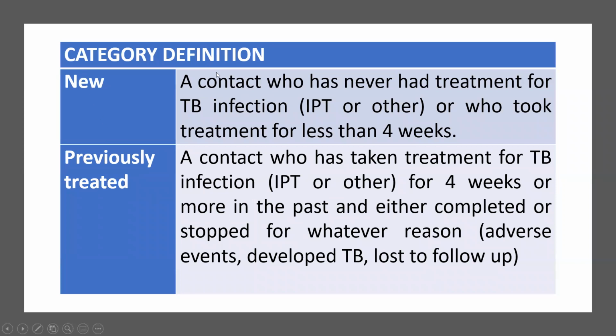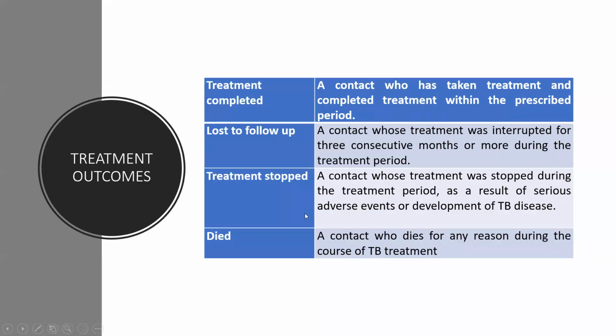Now, in terms of the definition of category, when you say a patient is new, it is a contact who has never had treatment for TB infection or IPT, or never received it before, or took any treatment for less than 4 weeks. And then the second category is previously treated. This is a contact who has taken treatment for TB infection before, either for a duration of 4 weeks or more, and then either completed or stopped it, for whatever reason. So you categorize them as previously treated when they are about to start another TPT.